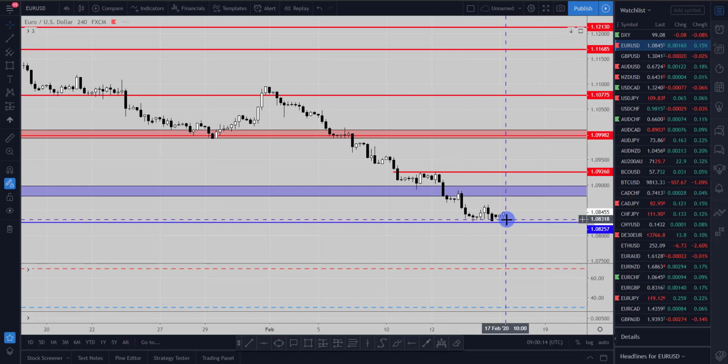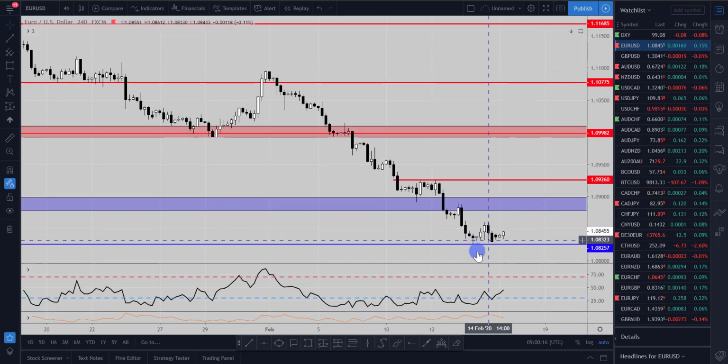What we may actually see is some kind of consolidation here. At the moment, we do have a mini sort of double bottom pattern, and if the price breaks that 4-hour swing, there could be a potential further upside to come from euro US dollar in the short term.